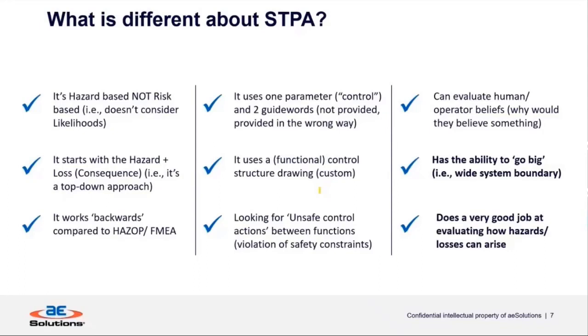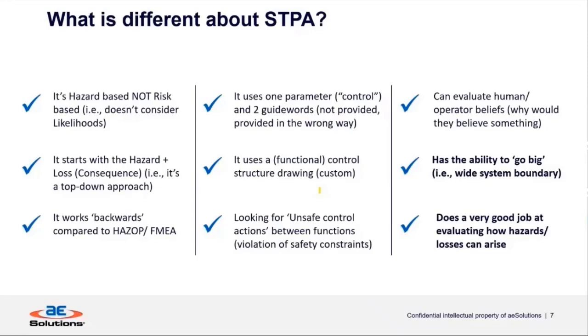The one big thing that you'll notice is STPA uses one parameter, which is control, and two guide words: not provided and provided in the wrong way. And so the idea is you're trying to identify unsafe control actions, and we'll talk a little bit about why control. The STAMP methodology itself is a controls-based methodology, and that's kind of where it comes from.